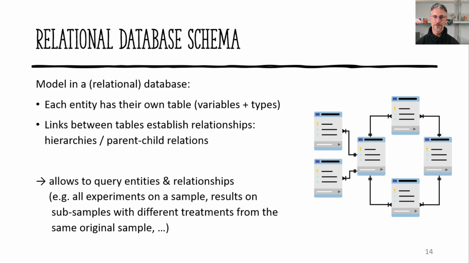So how do we put all of this together? Remember that in a relational database we have a schema and each entity has its own table. The table consists of variables and types, so rows, described in the various entries, and the variables are the columns, and the columns have a definite type. And the links establish relationships, so we can use those to establish hierarchies or parent-child relationships. This allows us to query these entities and relationships.